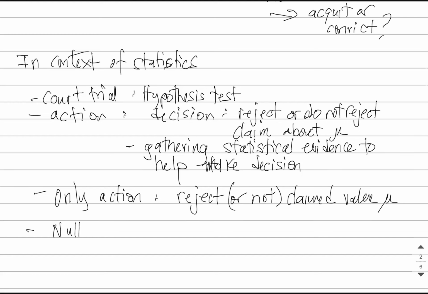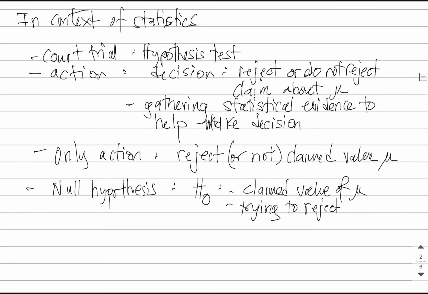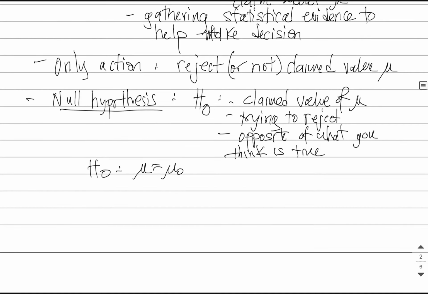We will say this. We will say that the null hypothesis is given by the symbol H subscript 0, 0 for nothing, for null. And this is the claimed value of mu. And this is what you are trying to reject. And it's usually the opposite of what you think is true. So the null hypothesis is a claim about the value of mu, and it will turn out that the null hypothesis is what we are going to try to find evidence against.